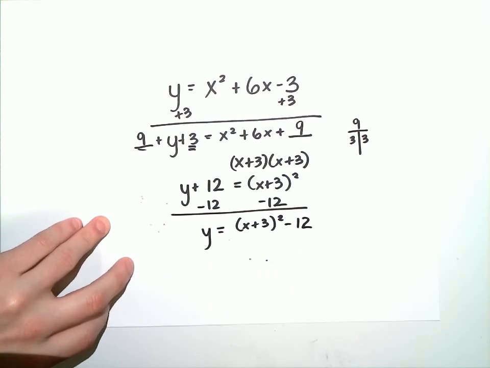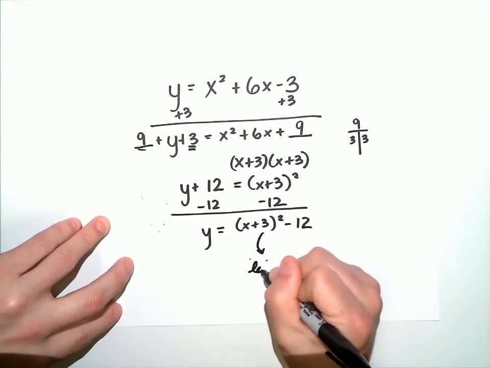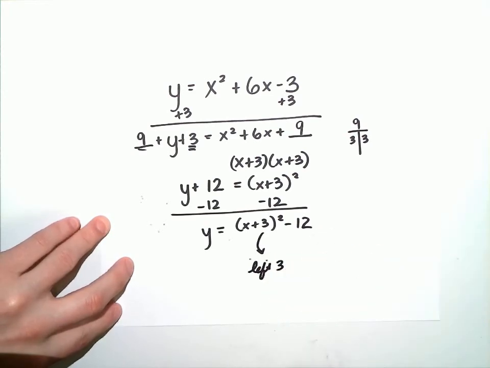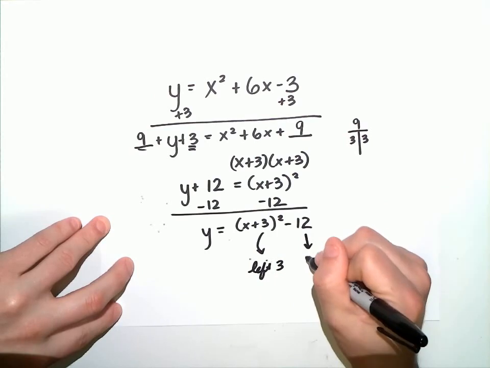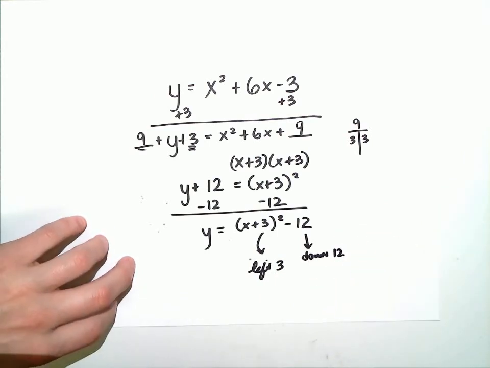And what are the two transformations that you got from this function? Right, so this plus 3 is going to move the function to the left by 3. And this minus 12 is going to move the function down by 12 units.